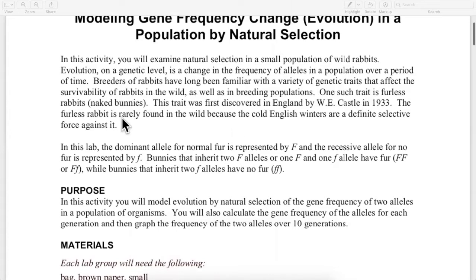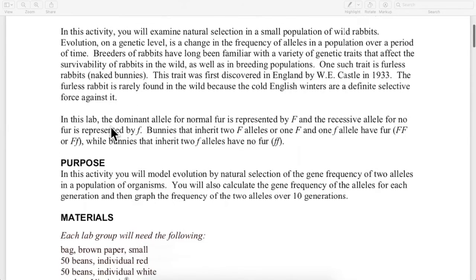One such trait is the furless rabbits, or naked bunnies. This trait was first discovered in England by W.E. Castle in 1933. The furless rabbit is rarely found in the wild because the cold English winters are a definite selective force against it. That means it's too cold for rabbits to survive without fur.